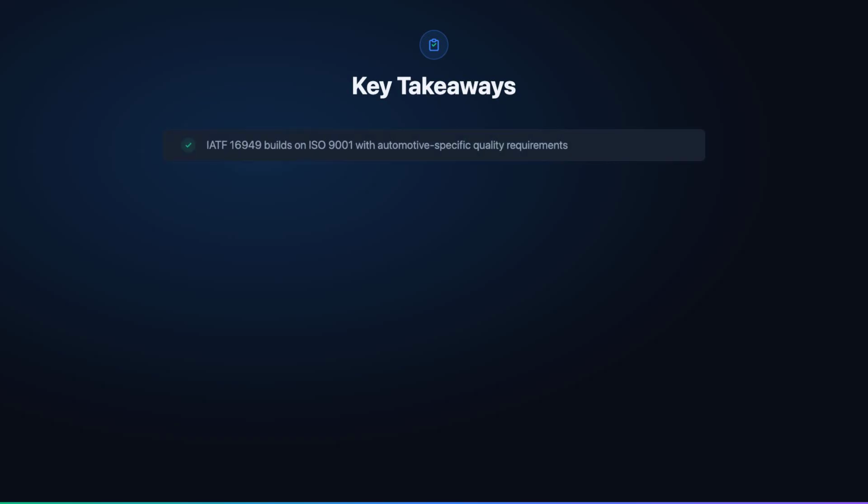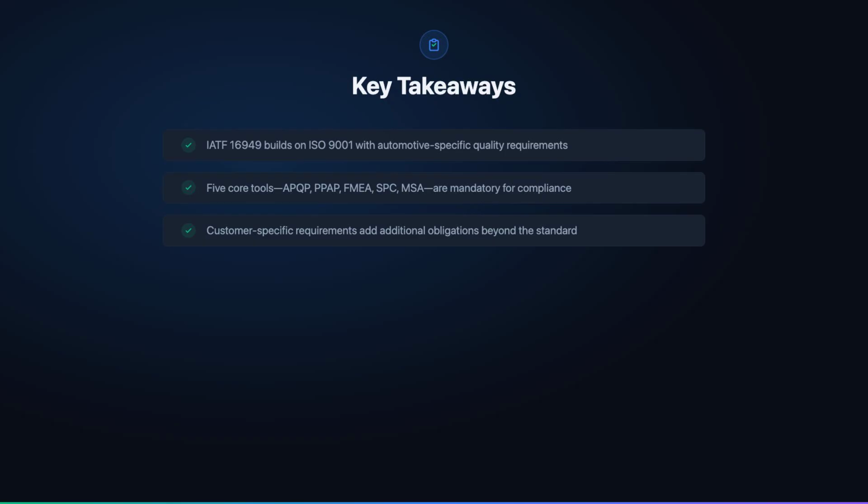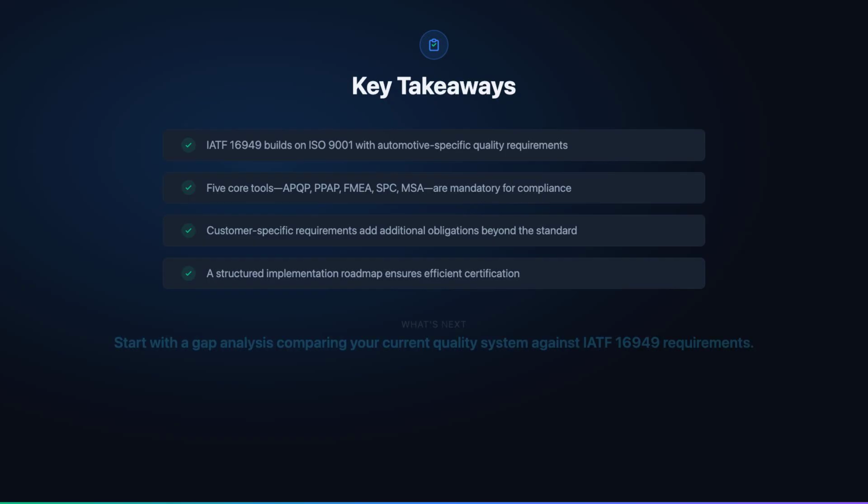The standard adds mandatory quality tools and a zero-defect philosophy to the ISO 9001 foundation. Mastering these tools is non-negotiable for any organization seeking IATF 16949 certification. Each OEM customer may impose additional requirements that must be identified and satisfied. Following a systematic approach from gap analysis to certification audit saves time and reduces risk.